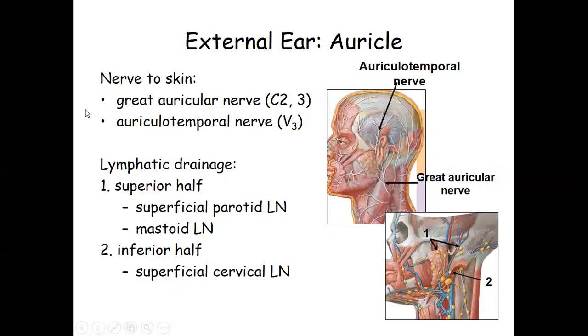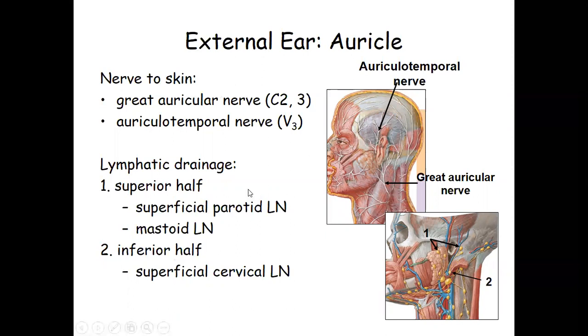For the nerve supply to the skin, the auricle is supplied by the great auricular nerve. If you see here, this is the great auricular nerve. You can see how the great auricular nerve emerges. And then we have the auriculotemporal nerve that also supplies the auricle.